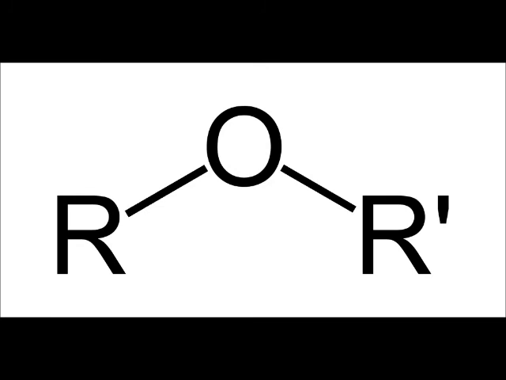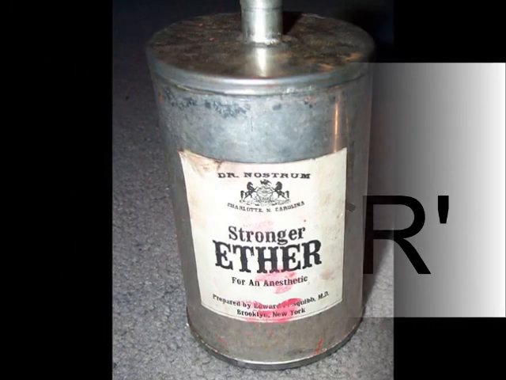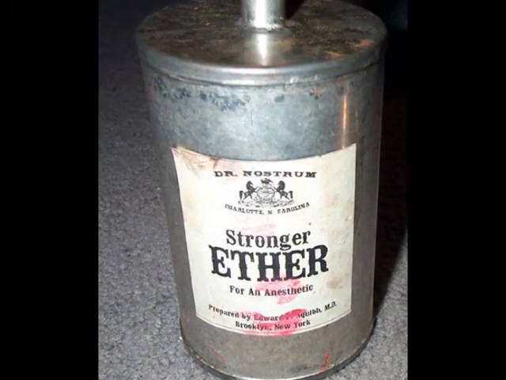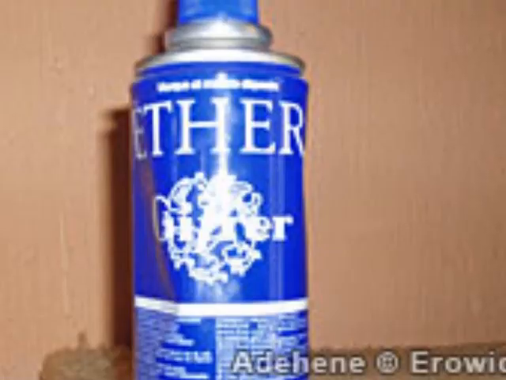ROR represents any carbon functional group. A functional group is an atom or a group of atoms in an organic compound that gives it a set of physical and chemical properties.